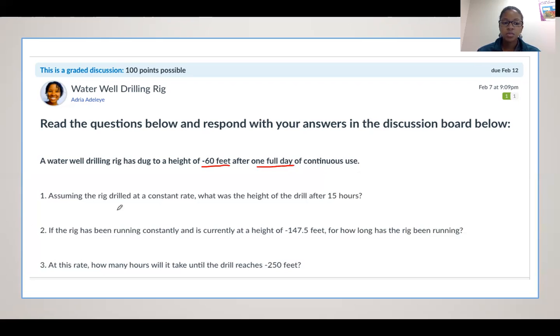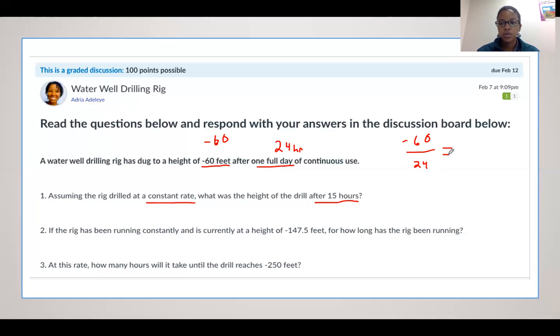So number one is saying, assuming the rig drilled at a constant rate, what is the height of the drill after 15 hours? So the first thing we have to ask ourselves is, what is that constant rate? Well, they told us we have -60 feet after a full day of continuous use, and we're talking about hours here. So I have to ask myself, how many hours are in a full day? Well, I know that there's 24 hours in a day. So if we're going to do feet over time, feet per hour, my rate will look like -60 divided by 24.